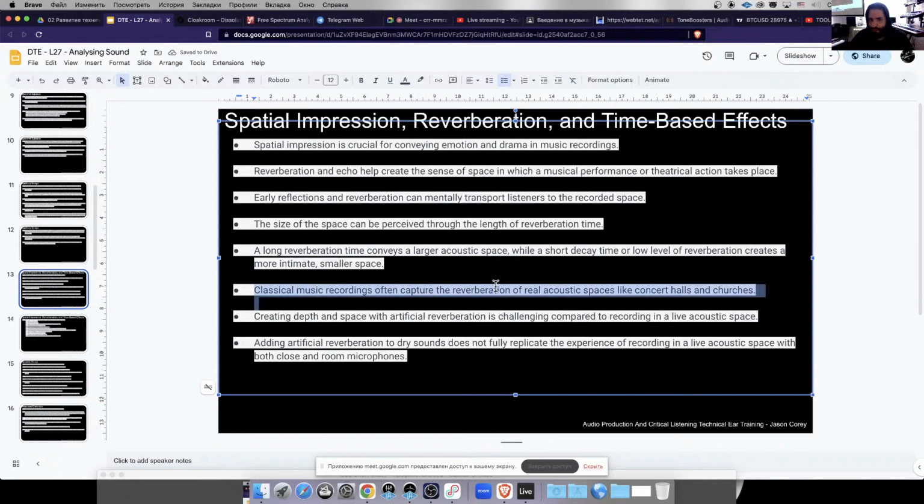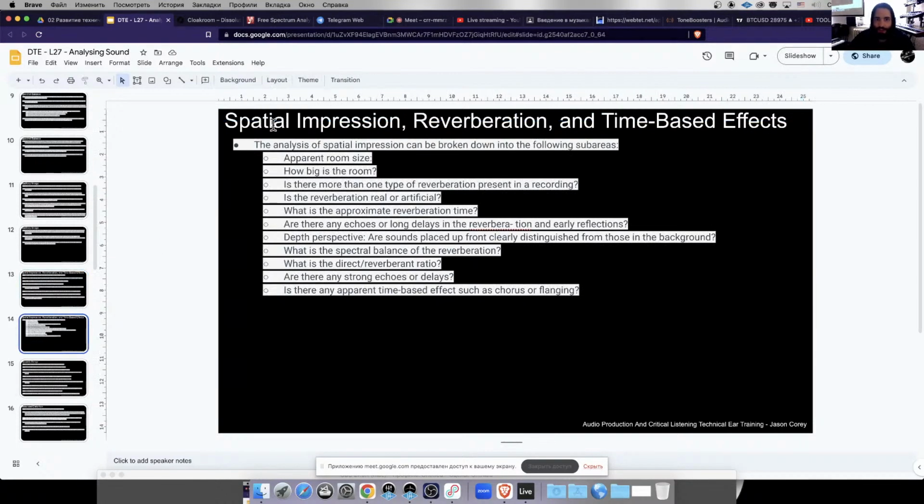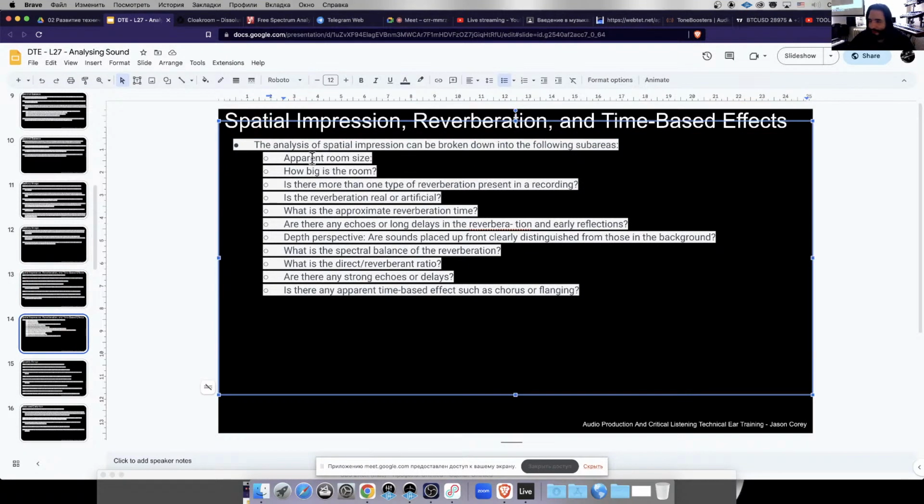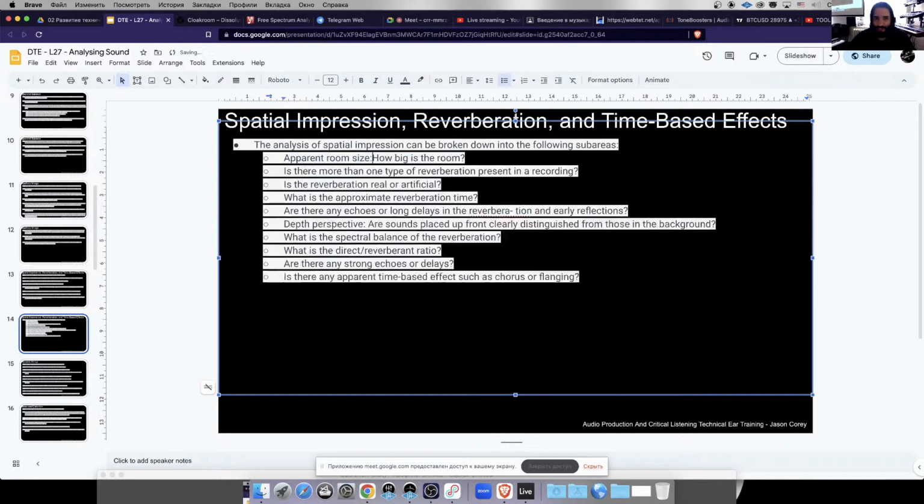Classical music recordings often capture, I was reading this morning, and I think it's important, of course, when you record an orchestra, you're going to be recording a hall or a church or something like that. To reproduce this digitally is really hard or almost impossible. Even though the reverbs are really cool, there's nothing like the real thing. So what can you pay attention to when you're listening in terms of the spatial impression? The apparent room size.